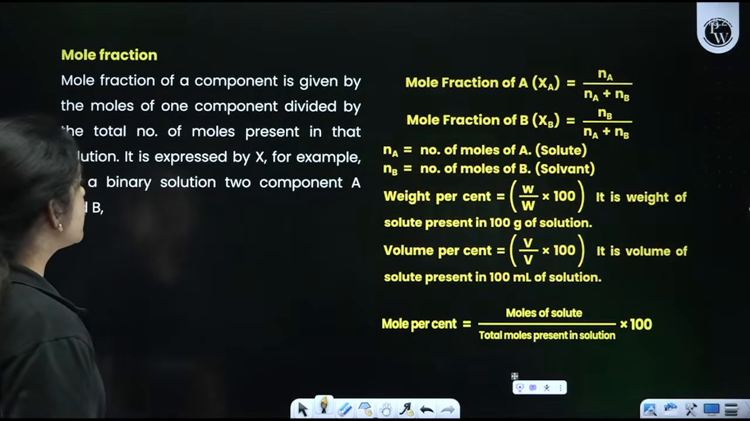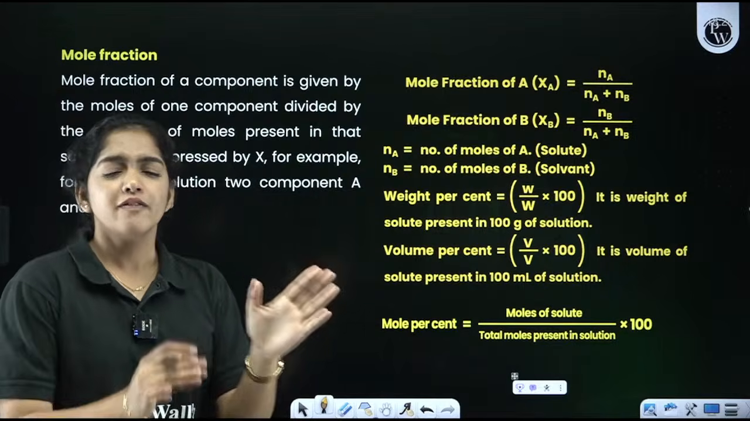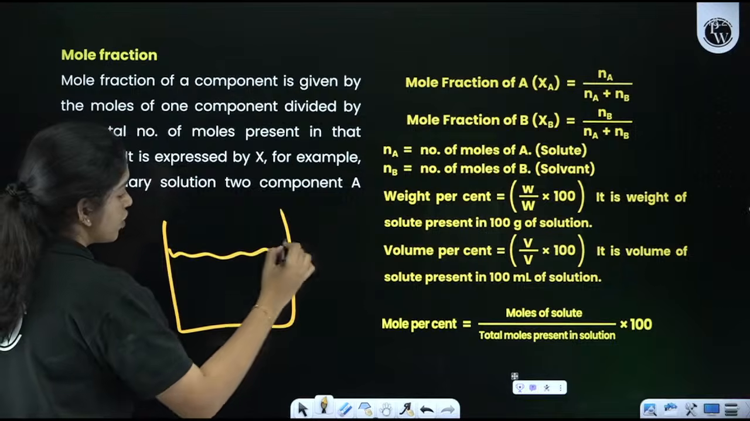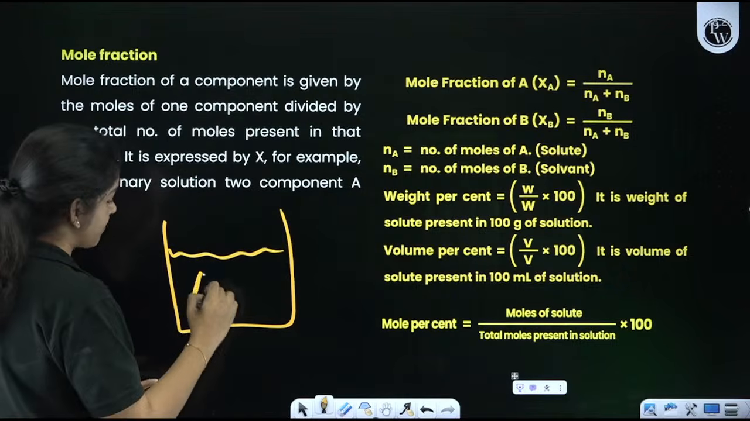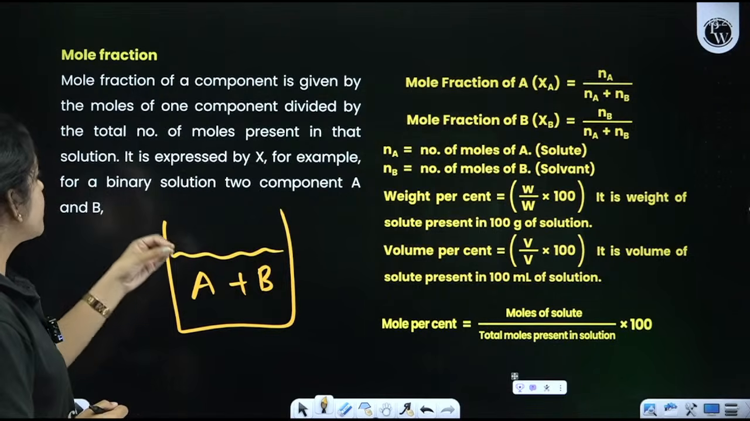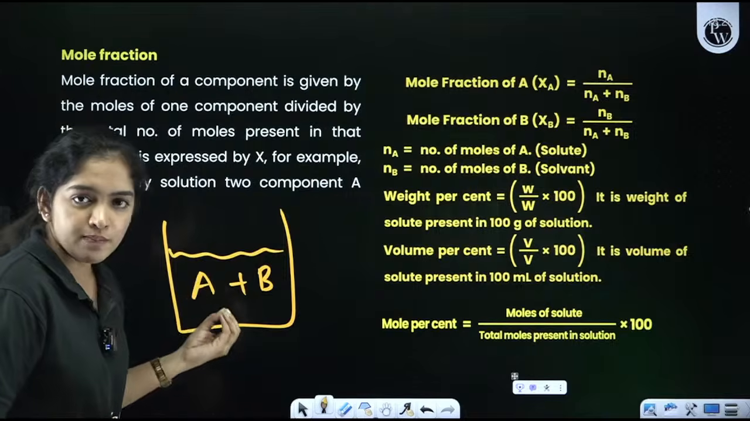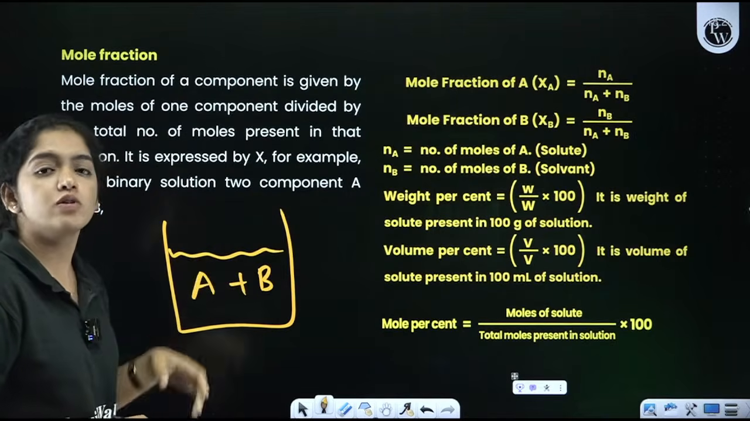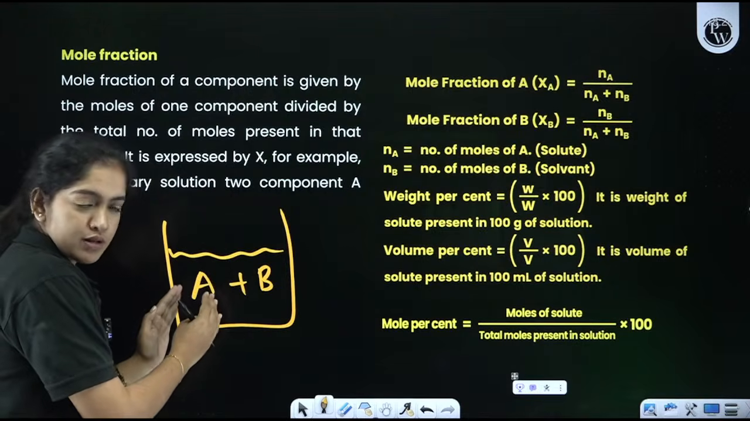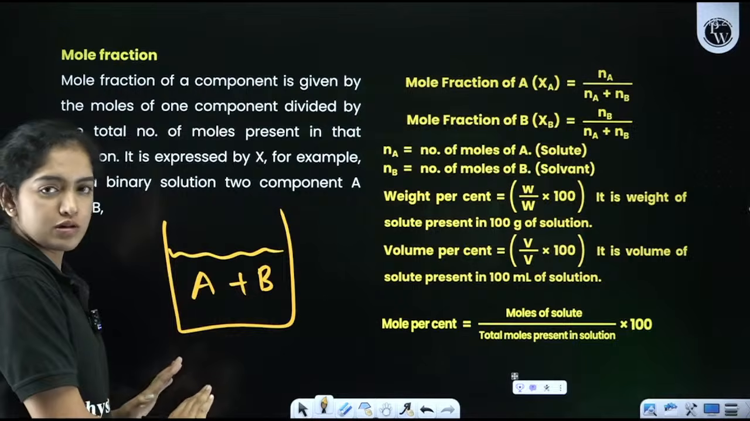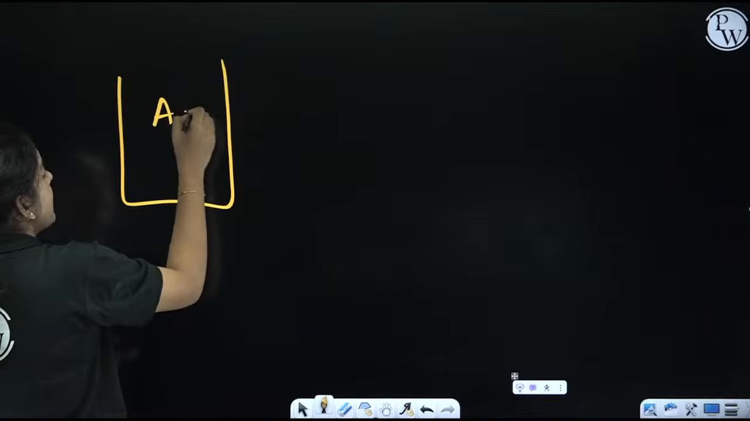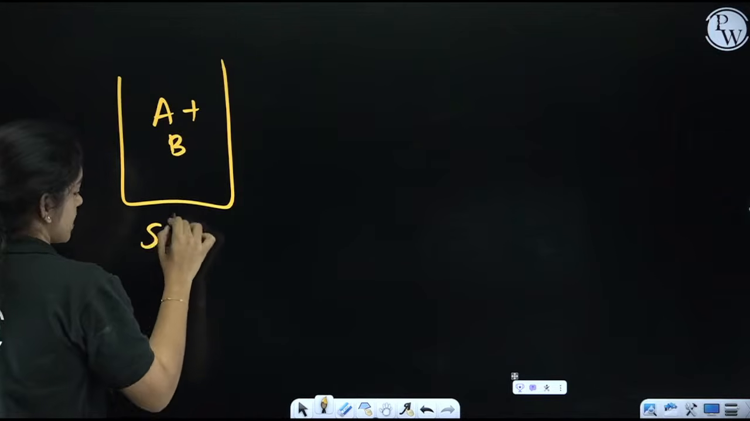Okay, then next one is mole fraction. Mole fraction is very important. We know that a solution is prepared with how many components? A beaker will be there. For example, if you are mixing alcohol and water, A will be there, B will be there. Two components will be there. So if we want to find the mole fraction of component A or component B, how will we find it? Mole fraction means the moles of one component divided by the total number of moles. So if there are two components, for example, A and B together form a solution.